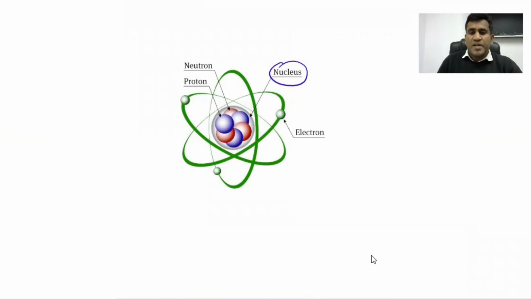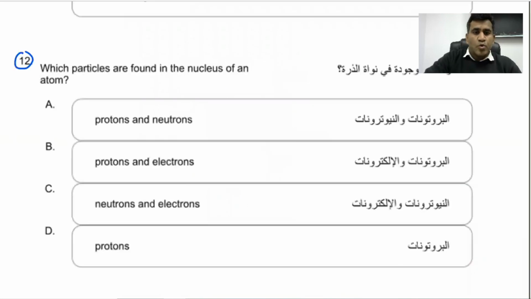So the nucleus is made up of a combination of neutrons and protons. We can say that the nucleus consists of neutrons and protons as its particles. So we should go with protons and neutrons are present in the nucleus of the atom. So go with option A.